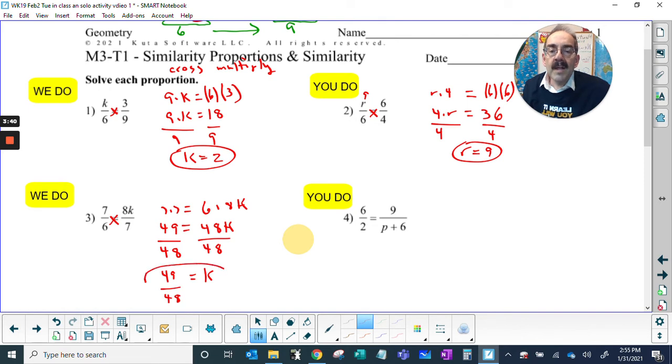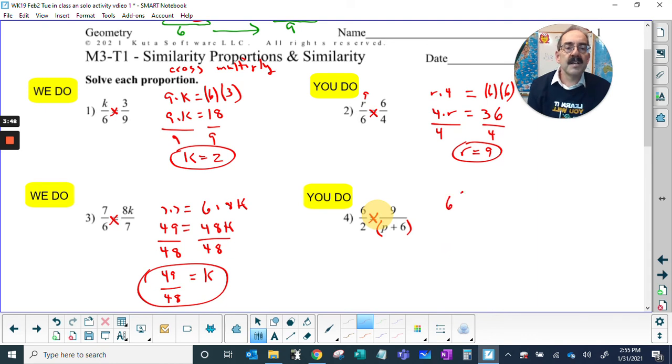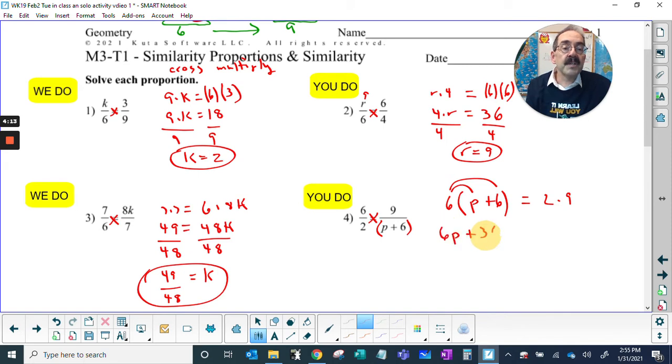Now let's step it up for you math folks. This is the distributive property. When we cross multiply, 6 times all of that stuff, 2 times the 9. The distributive property means 6 times all the stuff inside. 6 times P plus 6 times 6, and that's equal to 2 times 9, which is 18.